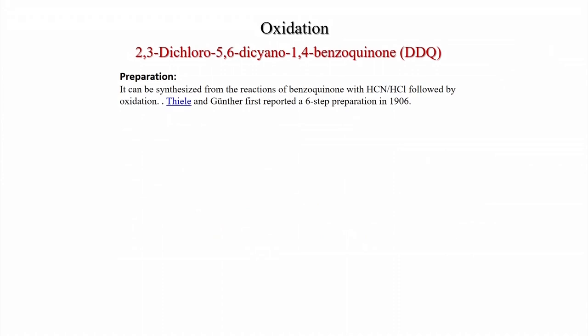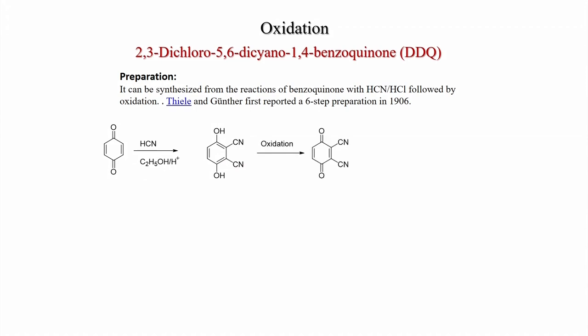This compound was first reported in 1906, when Thiele and Günther reported a 6-step preparation. It can be synthesized from the reaction of benzoquinone with HCN and HCl followed by oxidation. So this is the first step, HCN adds in ethanol under H+ condition, you get two cyano groups on the same side and you get this hydroquinone. Then after oxidation it becomes quinone again, and this is HCl actually.